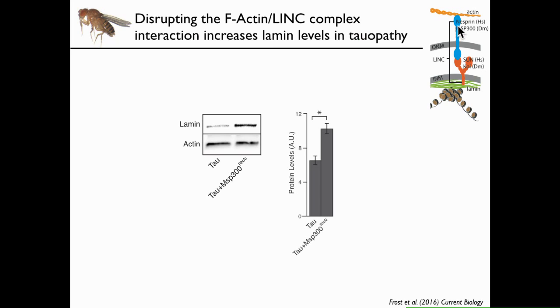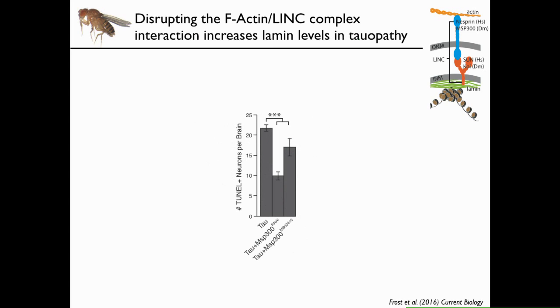So I combined the tau transgenic flies with RNAi of MSP300, and I saw that Lamin levels came back up. And what happens when those Lamin levels come back up? I see less neuronal death in the tau transgenic flies, suggesting that filamentous actin is affecting the LINC complex, and this is affecting the Lamin nucleoskeleton.